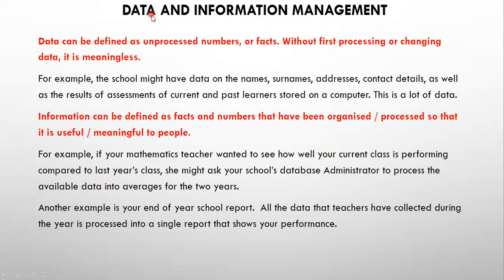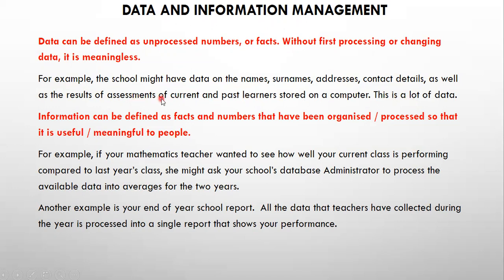The last aspect is data and information management. Now, what is data? Data can be defined as unprocessed numbers or facts. Without first processing or changing data, it is meaningless. Now, for example, the school may have data like your names, surnames, address, and all your other details, as well as results of your tests and assessments. It's a lot of data that the school has.